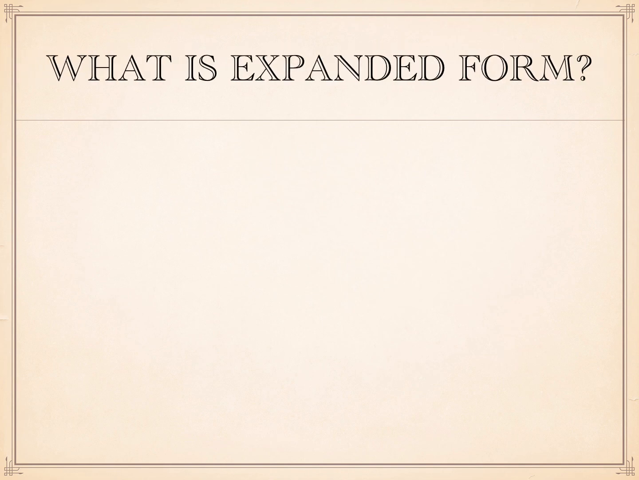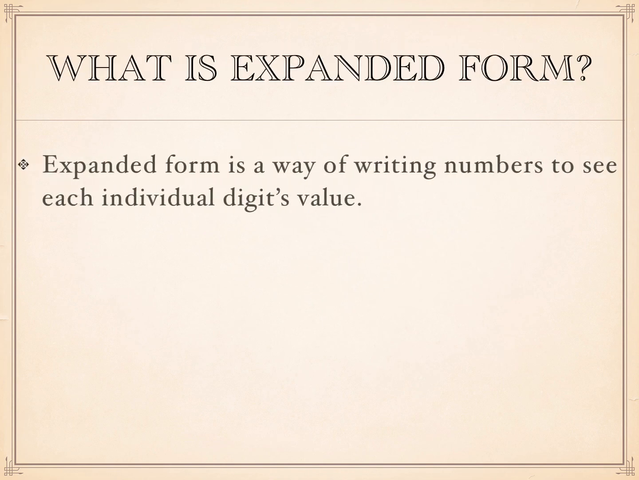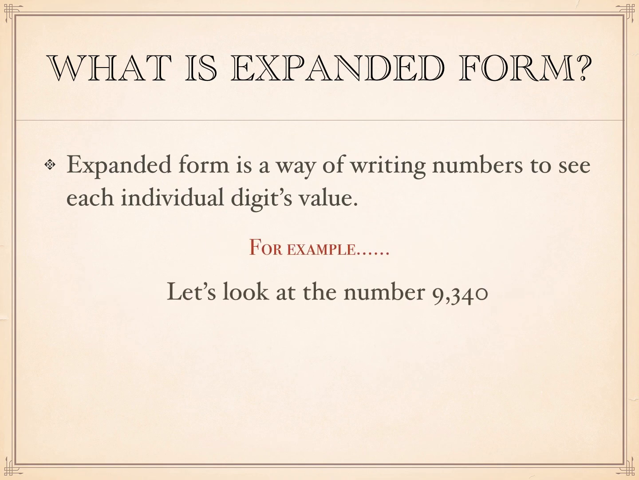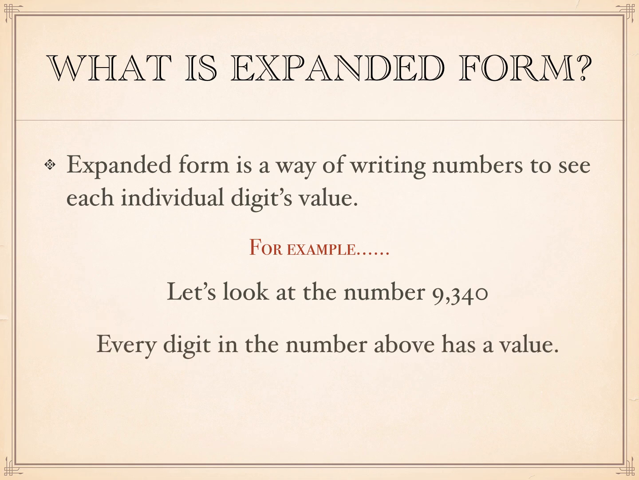First, we have to look at what is expanded form. Expanded form is a way of writing numbers to see each individual digit's value. For example, let's look at the number 9,340. Every digit in the number above has a value.